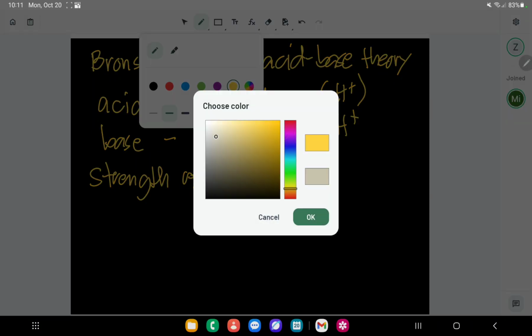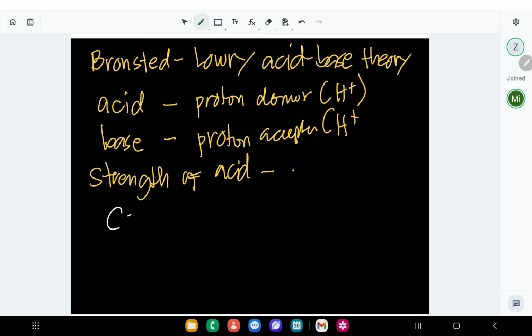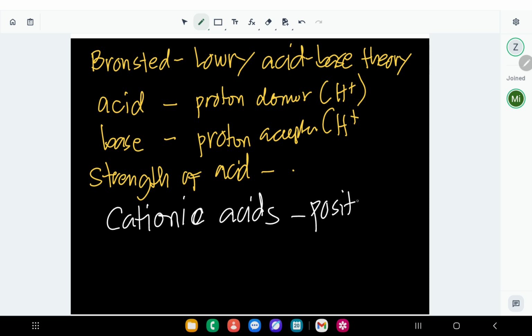So we can go to cationic acids. What are these? Positively charged species that can donate a proton.